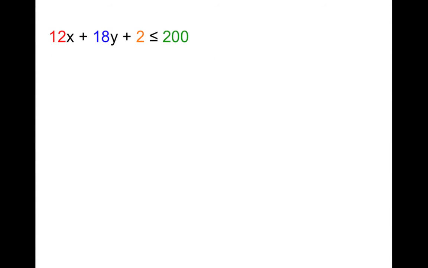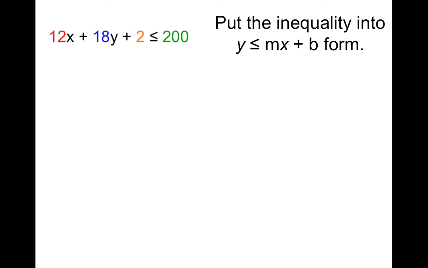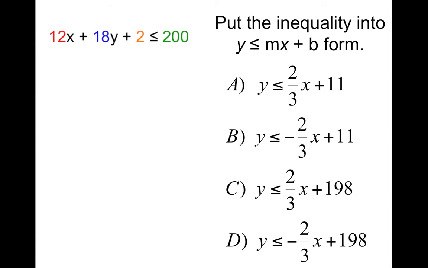So in order to make a graph, she thinks, well, why don't I get this into y is less than or equal to mx plus b form? This will tell me all the combinations of CDs and DVDs where the order will equal $200. So help her out by doing a little algebra. You might want a pencil and paper, and put this inequality into y less than or equal to mx plus b form.